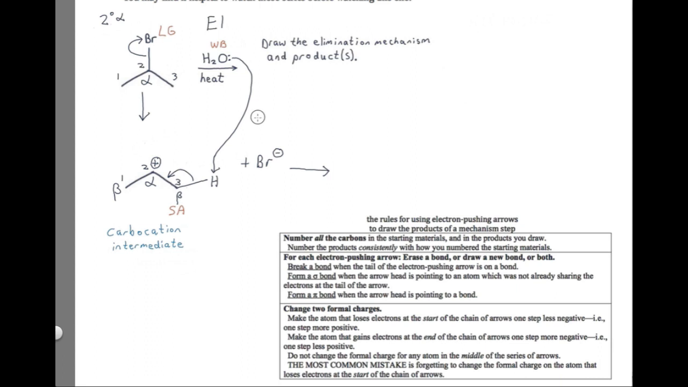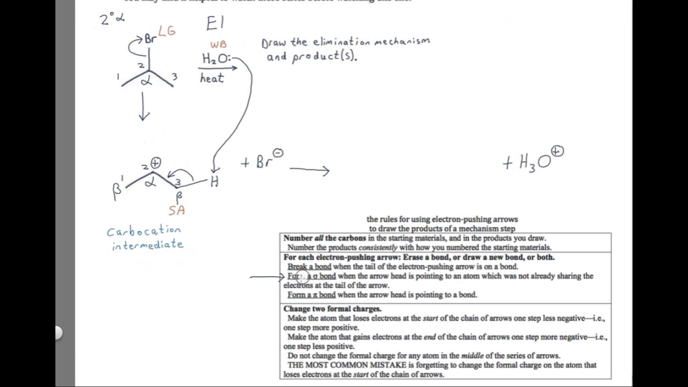Now we need to draw the products of this step based on the electron pushing arrows. Well, does this electron pushing arrow tell us to erase a bond, draw a bond, or both? I hope it's intuitive that this arrow tells us to draw a new bond between the oxygen and the hydrogen. So I'm going to draw the H2O turns into H3O+ to show that the oxygen has formed a new covalent bond to a new hydrogen.